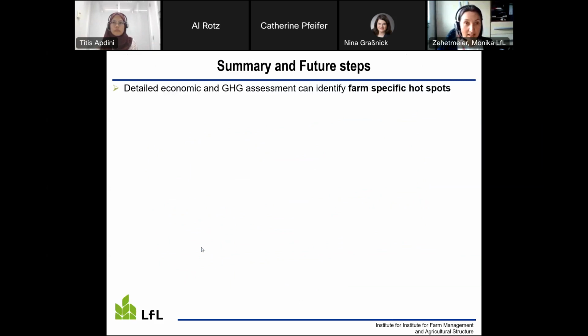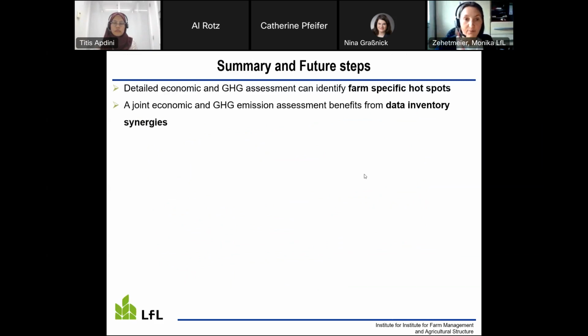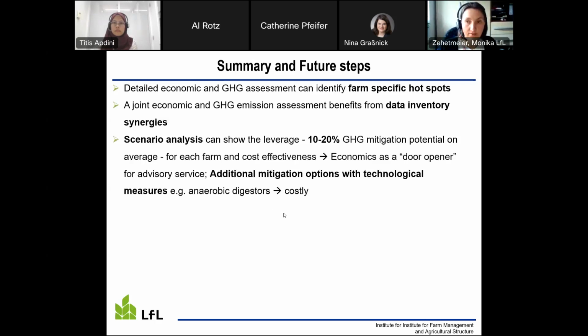To summarize, these detailed economic and greenhouse gas assessment tools can identify farm-specific hotspots. And the data inventory can give you a lot of synergies if you do a combined greenhouse gas emission and economic assessment. So with one farm data pool, you can really get two results for the farms.